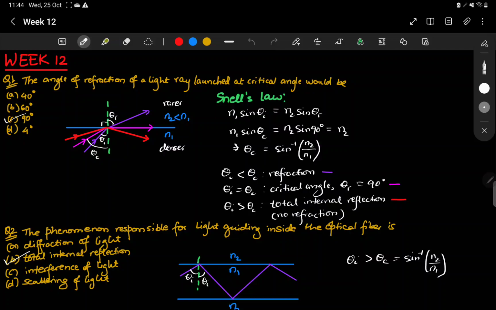This is a question on critical angle. The angle of refraction of a light ray launched at the critical angle would be 90 degrees, and this critical angle is sine inverse of n2 over n1, where n2 is the refractive index of the second medium and n1 is the refractive index of the first medium, and this happens when we move from a denser to a rarer medium.